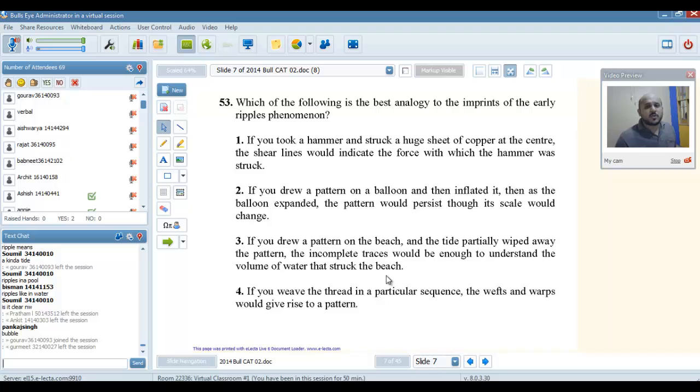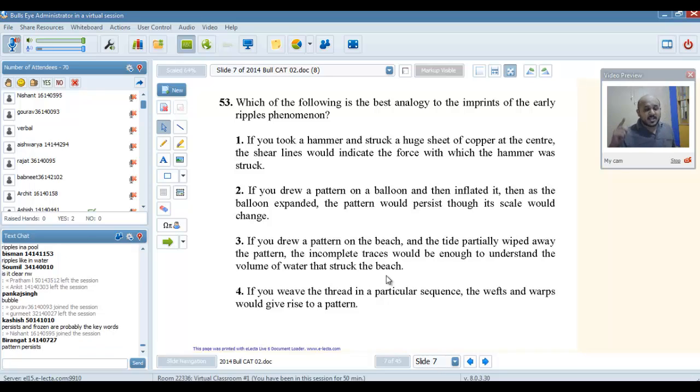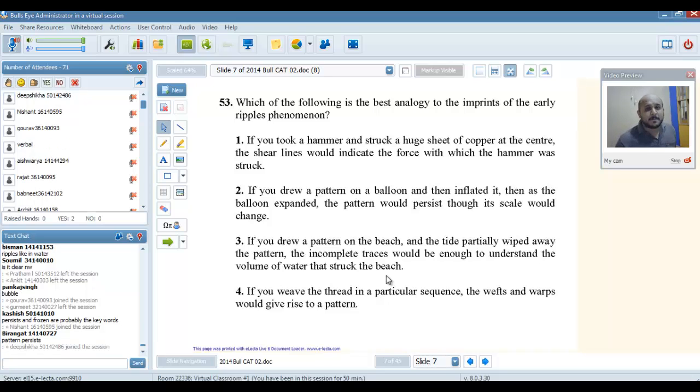So now we've got to look at an option where this phenomena persists. For example, option number 2: if you draw a pattern on the balloon and then inflate it, then as the balloon expanded, the pattern would persist though its scale would change. Similarly, the ripples persisted in time. So Kashish is 100% correct. They persisted, they did not disappear. So you've got to look at an option where the pattern persists.